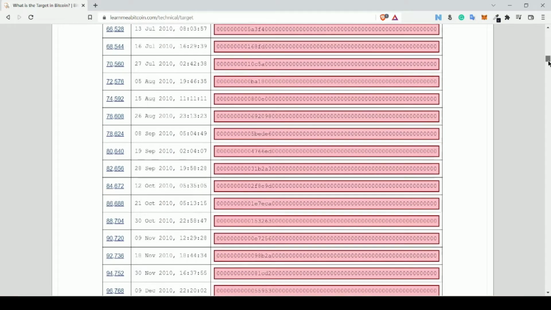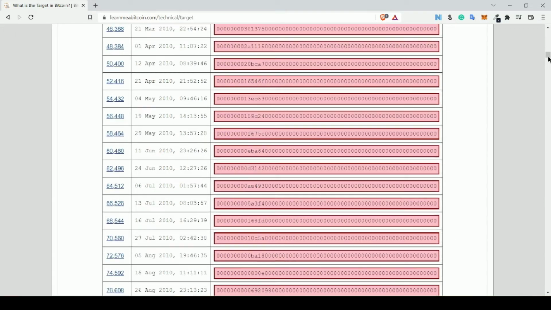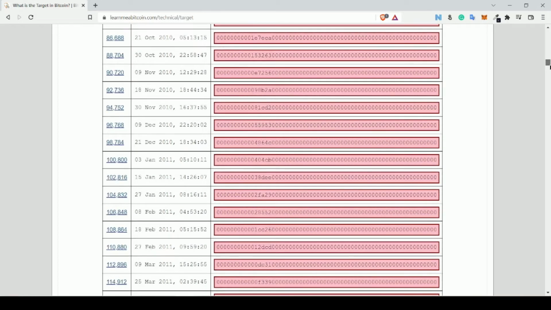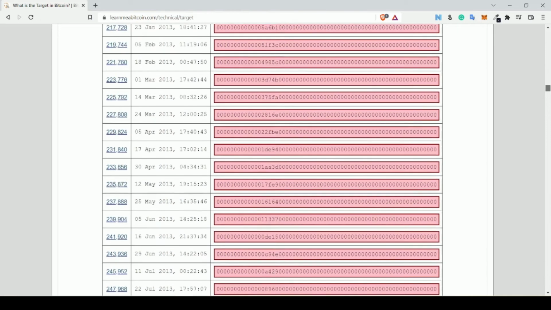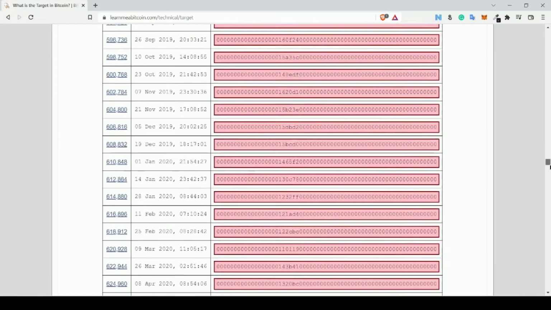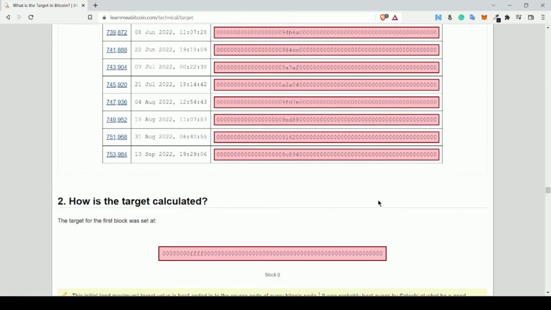So you can see how the Bitcoin target is changing, right? It changes from time to time, every 2016 blocks, or every 2 weeks. It is done by the Bitcoin algorithm. This is not what we are doing, it is done by the Bitcoin algorithm only. And currently it changed on 13th of September 2022, and today is 14th of September when I am recording this video. So you can see that the target just changed yesterday, right?